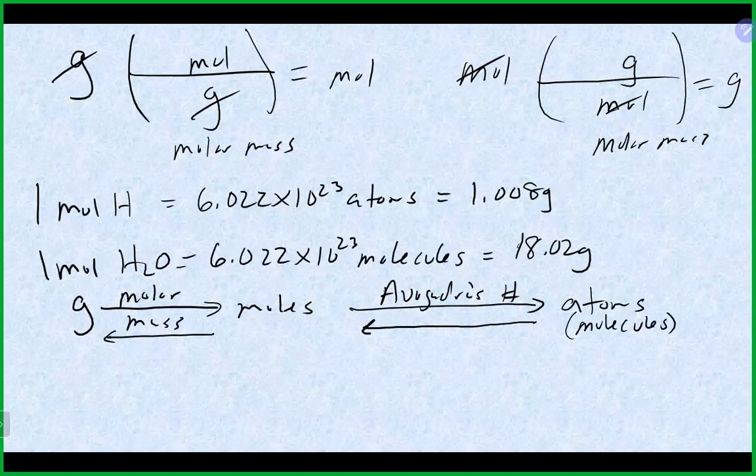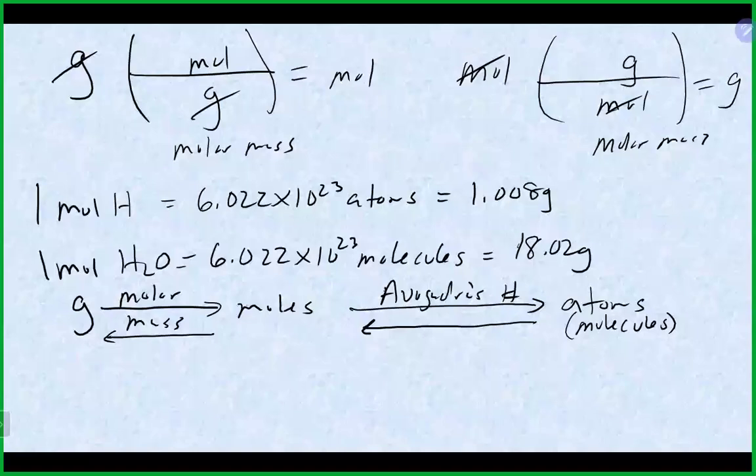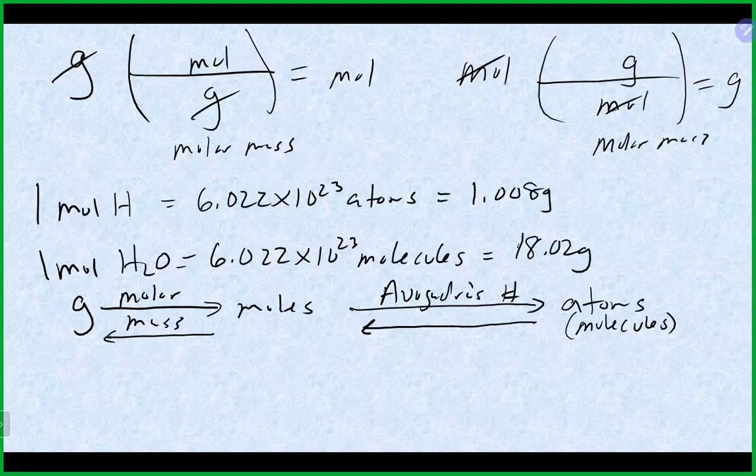So again, as I mentioned, you definitely don't want to overuse Avogadro's number or use it in the wrong situation. If there's no mention of atoms or molecules, just leave it on the side. If it's just about grams and moles, molar mass is your conversion factor all day, and that is what you get from the periodic table. Any questions on that?